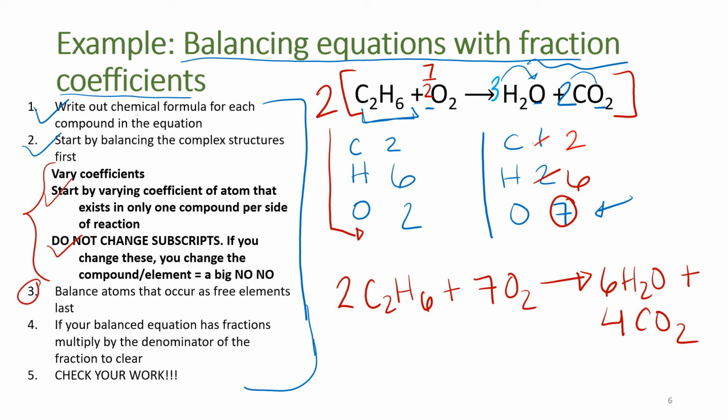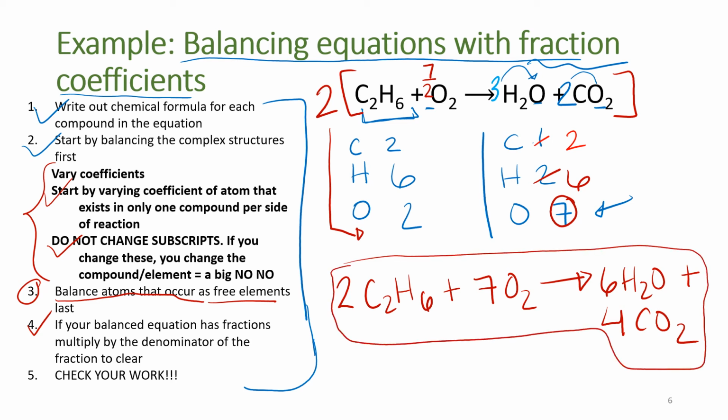Balance atoms that occur as free elements last. So for example, that oxygen, that's another rule that applies to that oxygen about why we leave it for last, because it's in its free elemental form. And then this is actually what we did right now. If your balanced equation has fractions, multiply by the denominator of the fraction to clear that fraction out. So this is our final answer once we followed all those steps.